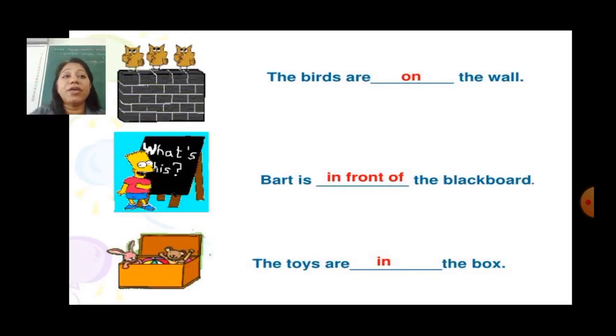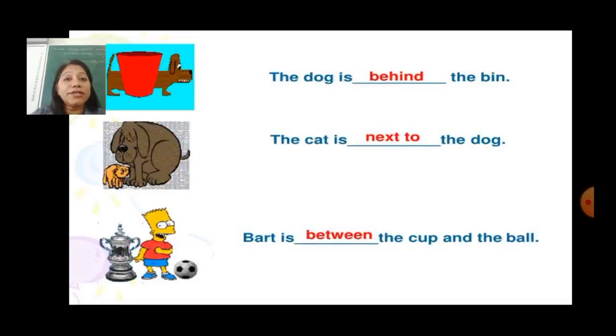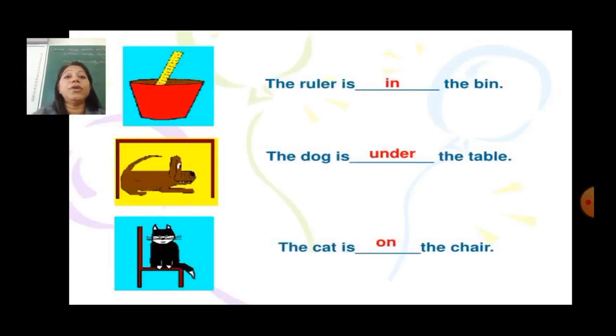The birds are on the wall. Bart is in front of the blackboard. The toys are in the box. The dog is behind the bin. The cat is next to the dog. Bart is between the cup and the ball. The ruler is in the bin. The dog is under the table. And the cat is on the chair.